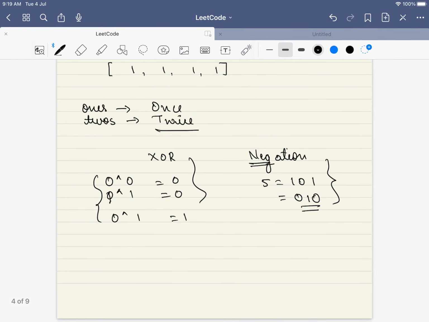The idea with XOR is that any number XORed with itself equals 0. How can we use this concept? If you have any number that is occurring twice, we will make it 0. The other idea is, if you XOR any number with 0, you will have the same number. So these are the two ideas that we'll be using to solve the problem.